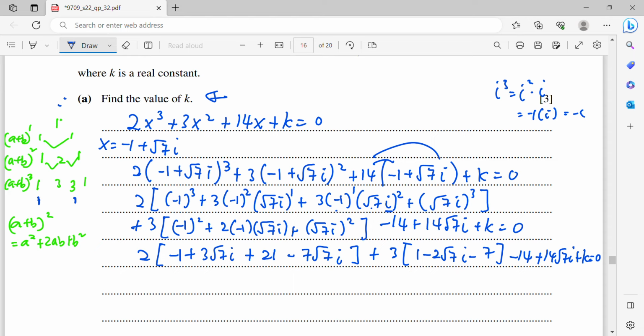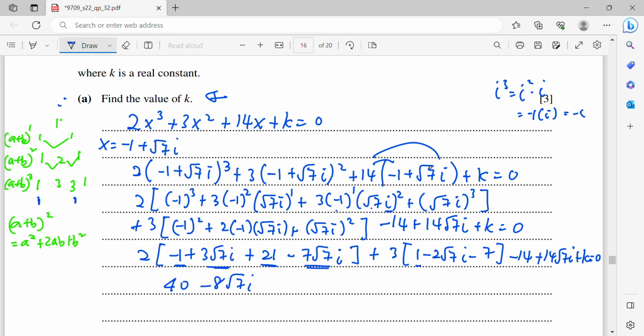Okay, so now again do expansion. You will get minus 2. And then, okay, I can simplify first. See here, 21 minus 1 is 20. 20 times 2 is 40. Okay, then here 3 square root 7i minus 7 square root 7i is negative 4 square root 7i, means when I multiply by 2 it will be minus 8 square root 7i.